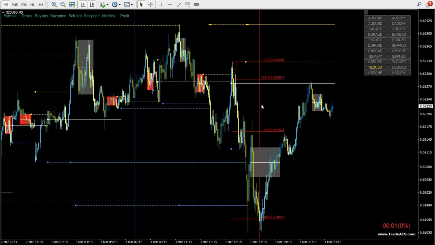ATS indicator. There are lots of other ways to use it, but this is one of the ways, and I found that this works very well, and lots of opportunities are presented every day using this method.